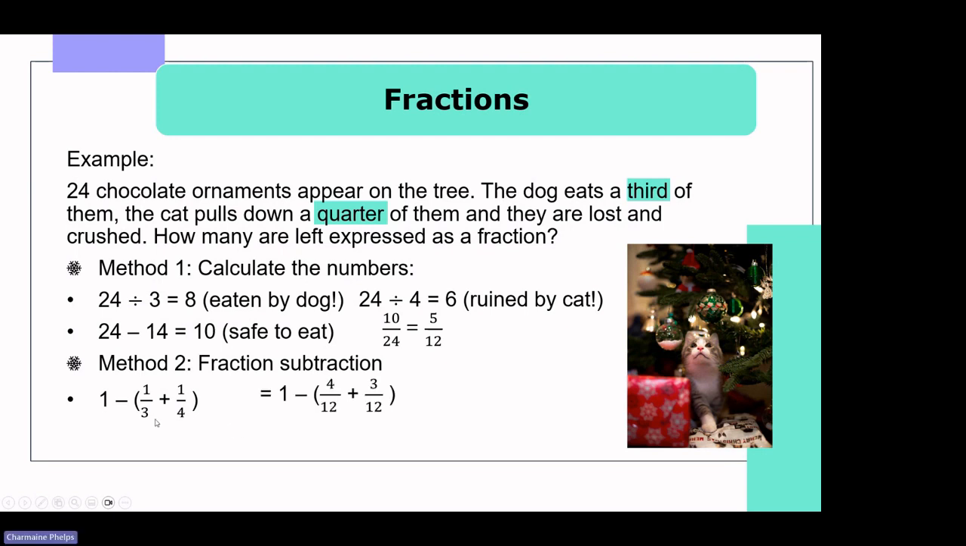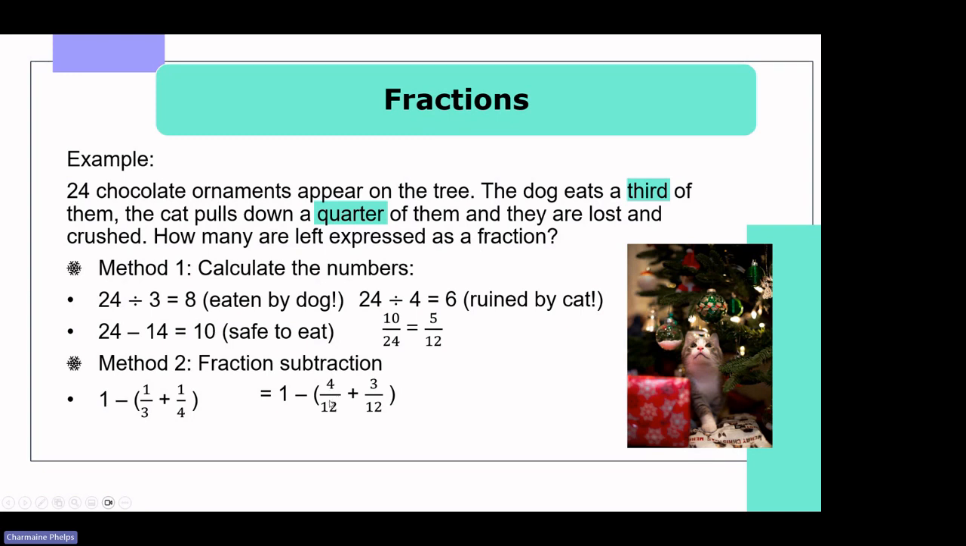Now, trying to do a third plus a quarter, the only way you can do that is by making the denominator the same. And what I do, therefore, is I look for the lowest common denominator. And it just happens for this that the lowest common denominator, 3 times 4, is 12. So I know that 3's go into 12, and I know that 4's go into 12 because 3 times 4 is 12. So I can rewrite my fraction subtraction.